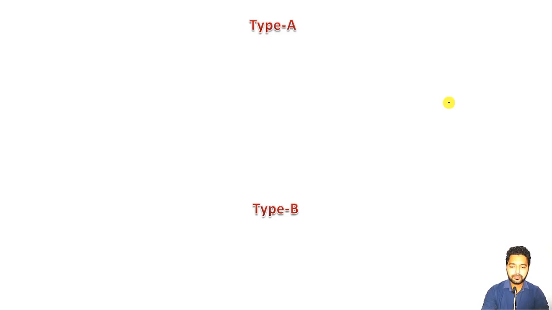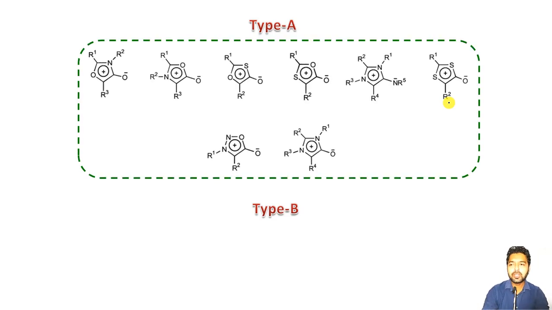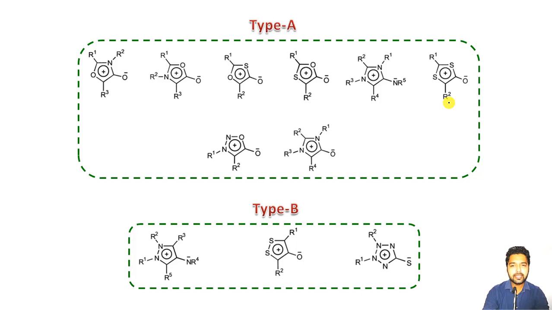Okay, so in general, let me tell you that we have a total of 70 plus type A mesoionic heterocyclic molecules. But in your syllabus we will be dealing with only these 8 type A mesoionic heterocycles, and likewise as far as the type B mesoionics are concerned, there are only these 3 molecules in your syllabus.